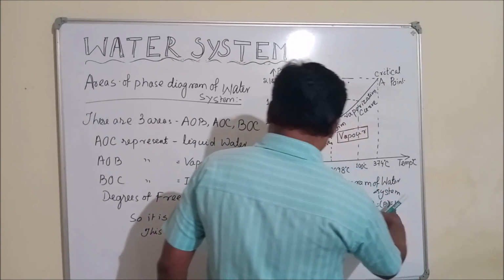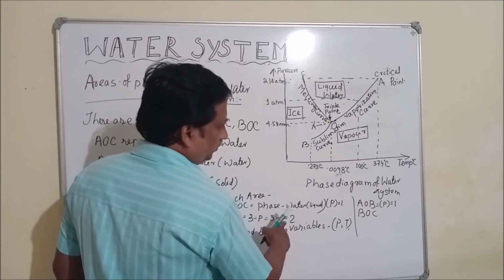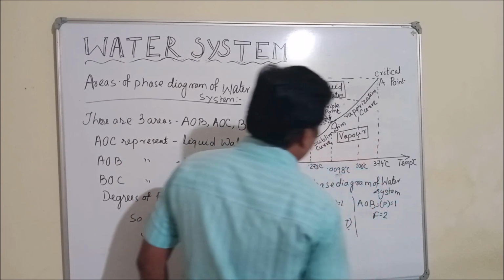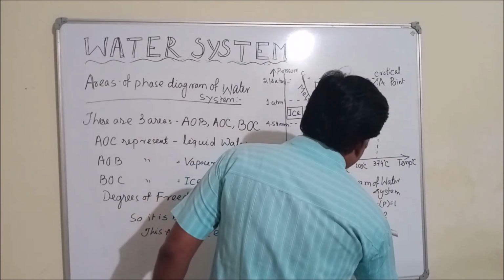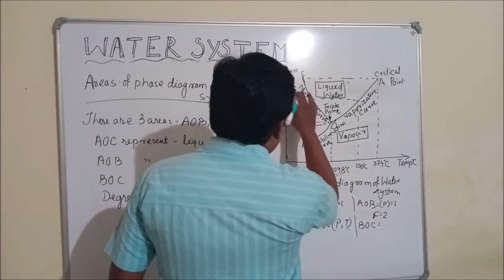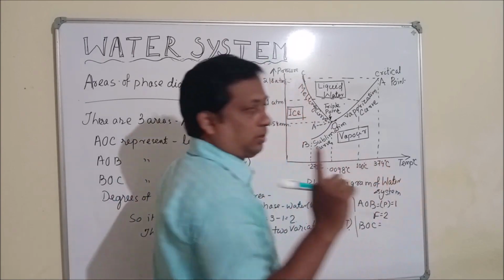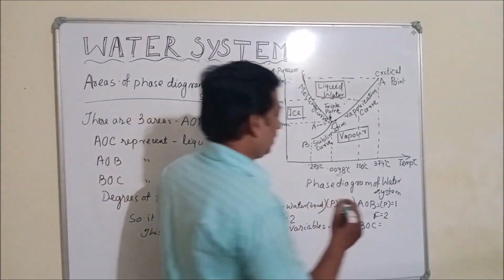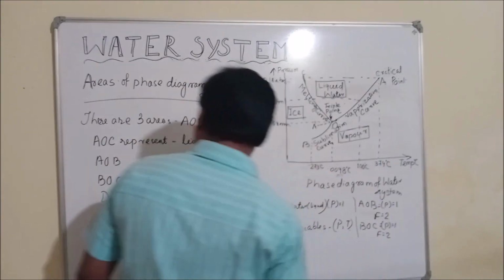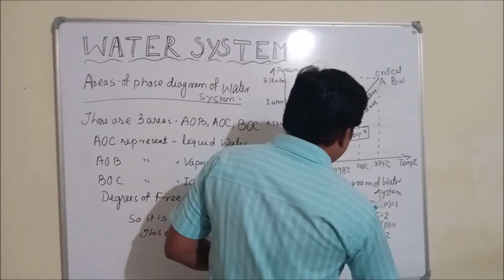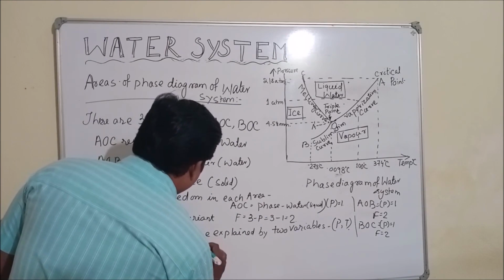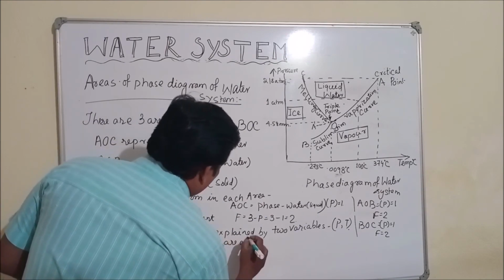So the number of phases is 1. So what will be the degrees of freedom? F for AOB will be 2. And also for BOC, what will be the number of phases? It is the same as AOC. Here in the BOC there is only one phase. So again P is 1 and F is equal to 2. So all three will have the same. AOB and BOC are also bivariant.